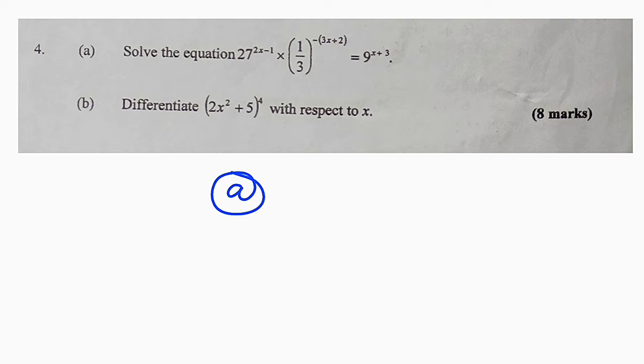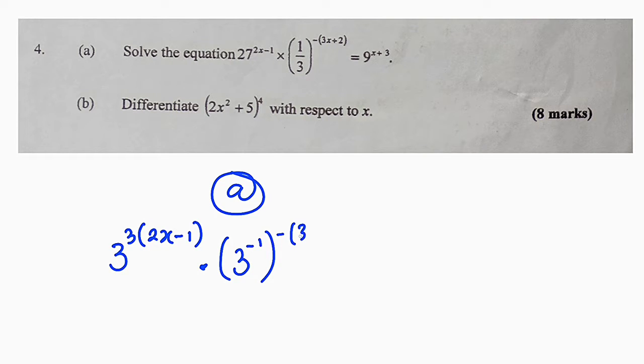So I'll start reducing it from here because I know that 27 is the same thing as 3 to the power of 3. So this is 3 to the power of 3, but we already have another exponent, which is 2x minus 1. Then multiply by, I can write 1 over 3 as 3 to the negative 1. 3 to the negative 1 is the same thing as 1 over 3. But we already have another exponent of negative 3x plus 2. This is equal to 9, which is the same thing as 3 squared. So we have 3 squared, but we have another power of x plus 3.